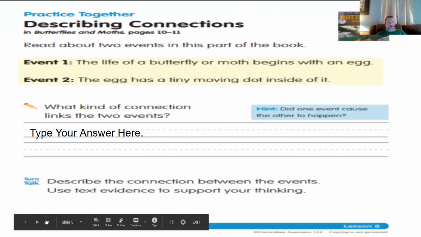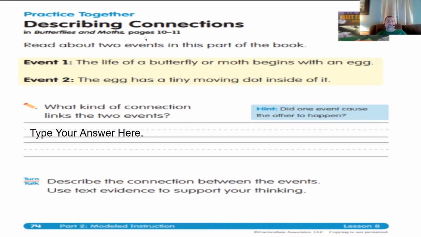Next, we're going to turn to page 74. And as you notice, we're going to be using the book Butterflies and Moths to answer the questions on this page. So we're on page 74 right now, but we're going to be looking in the book Butterflies and Moths and reading pages 10 and 11. In this book, we're going to read about two events and how they are connected to each other. We're going to figure out the connection.